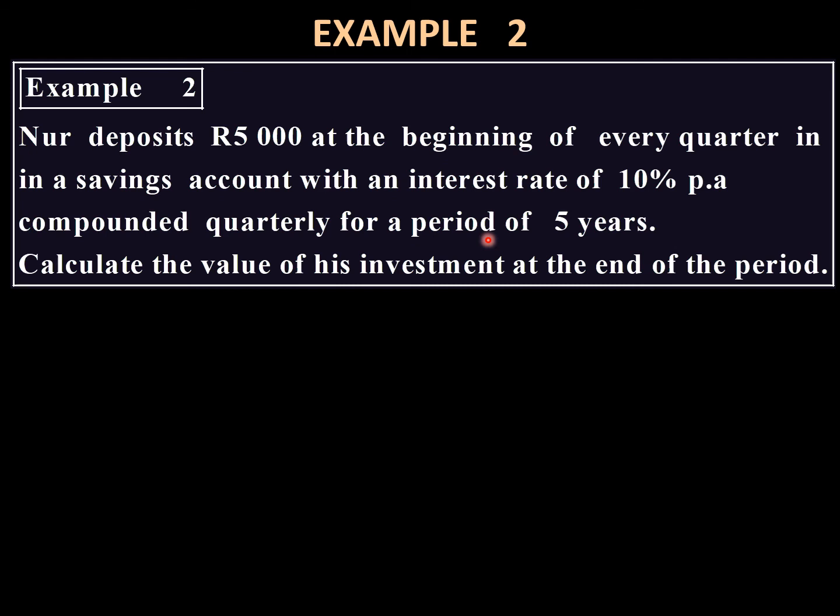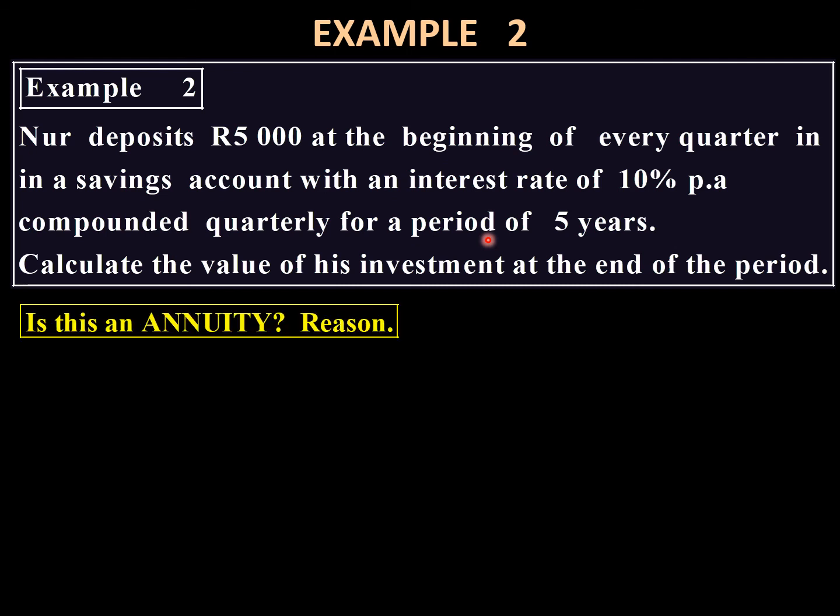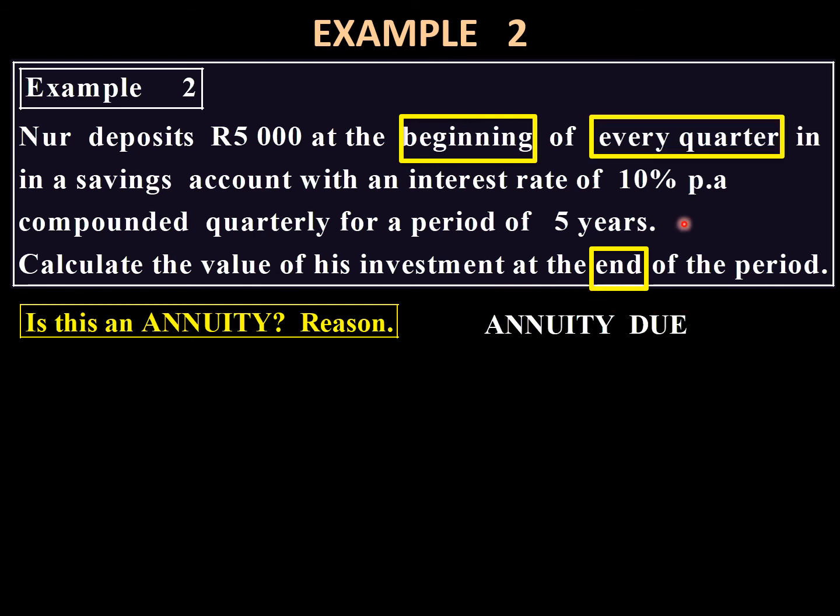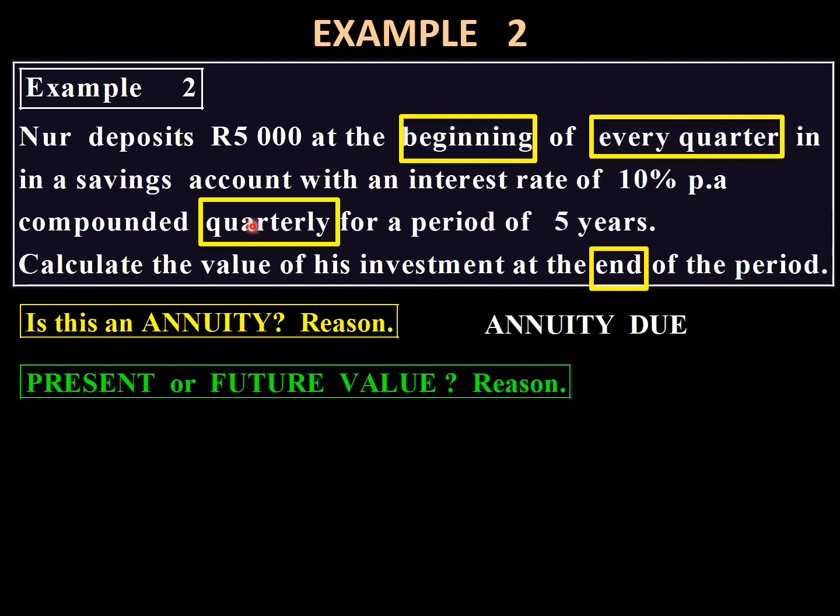Now let's look at our second example. Remember, we always have to read it carefully. Now, is this an annuity? Why is it an annuity? It's an annuity due. Why is it an annuity due? See, the deposits are made at the beginning, so it's important that you read carefully. Beginning tells me it's an annuity due. Then we want to find the value at the end of the period. And it's every quarter, so we have to match, and we see it's quarterly, so every quarter matches with quarterly.